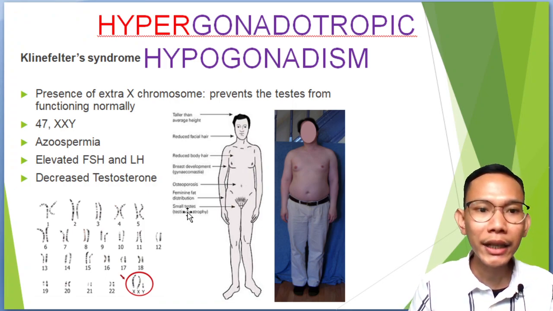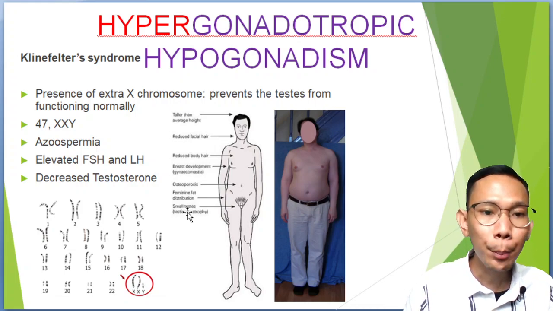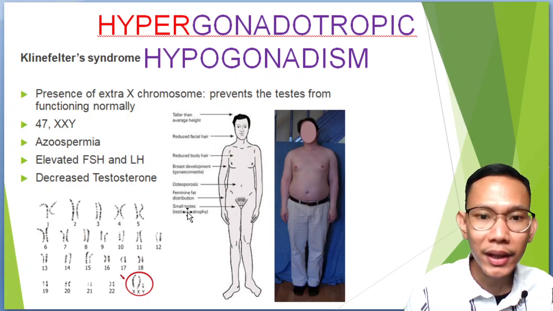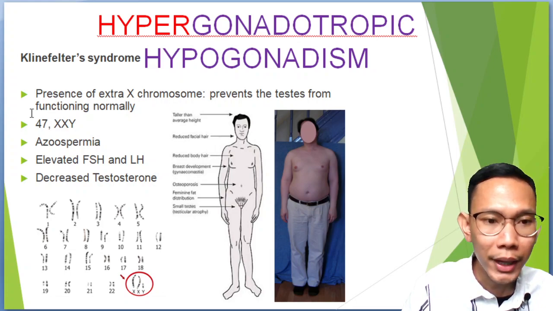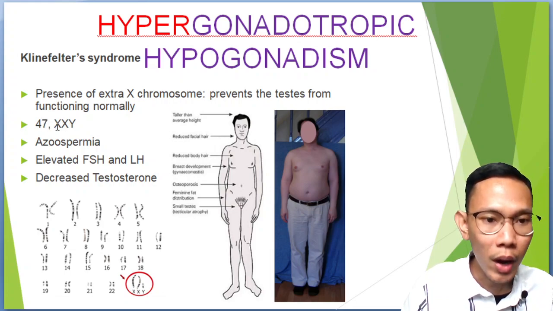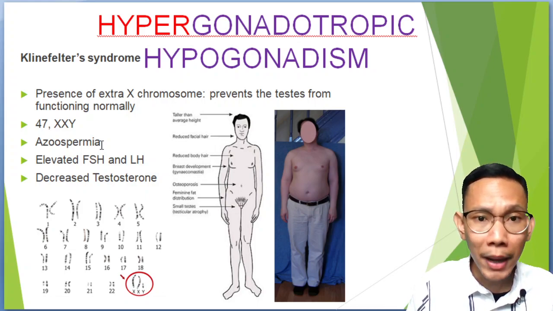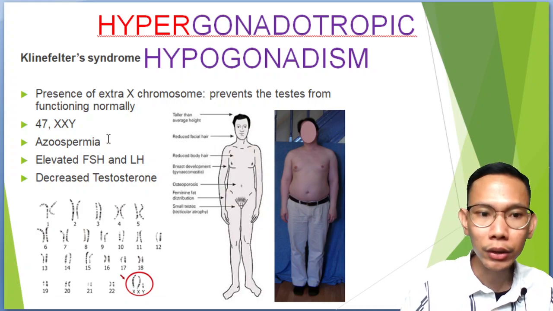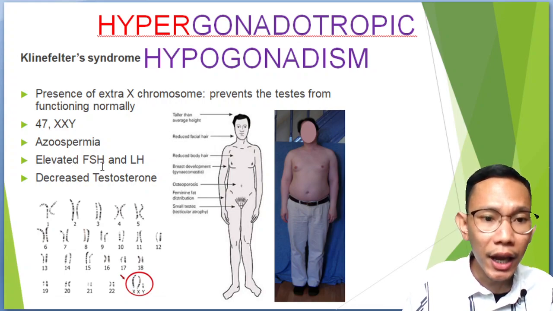So first, we have your Klinefelter syndrome. So hypergonadotropic hypogonadism. The presence of an extra X chromosome prevents the testis from functioning normally. So they have an extra X chromosome, kaya nagiging 47 XXY. So there is a manifestation of azoospermia. Pag sinabi natin azoospermia, it is a medical condition of a man whose semen contains no sperm at all. So there will be elevated FSH and LH, and there will be a decreased testosterone.